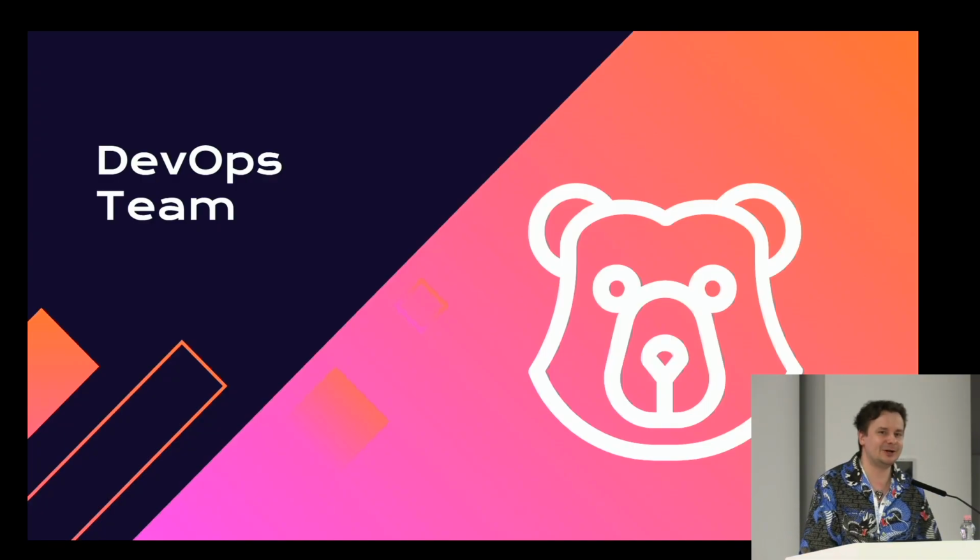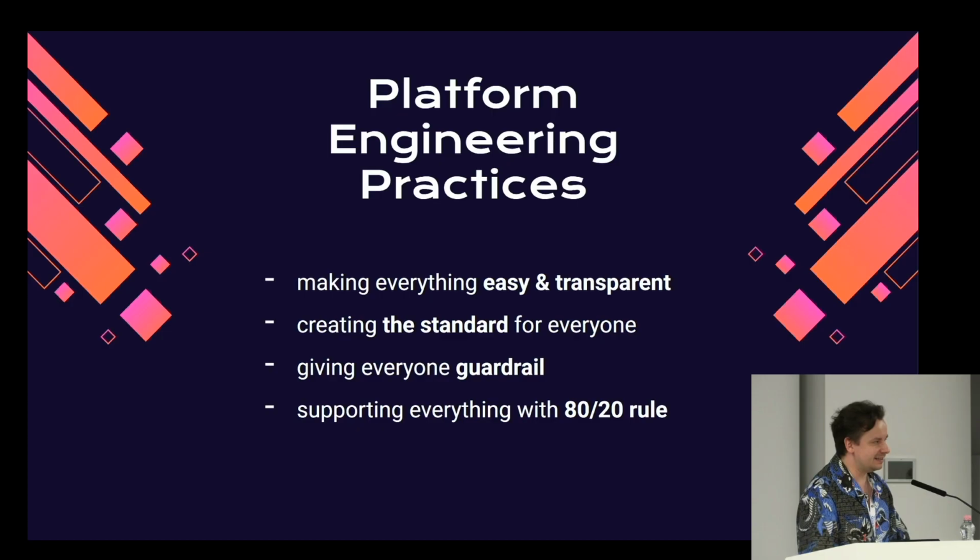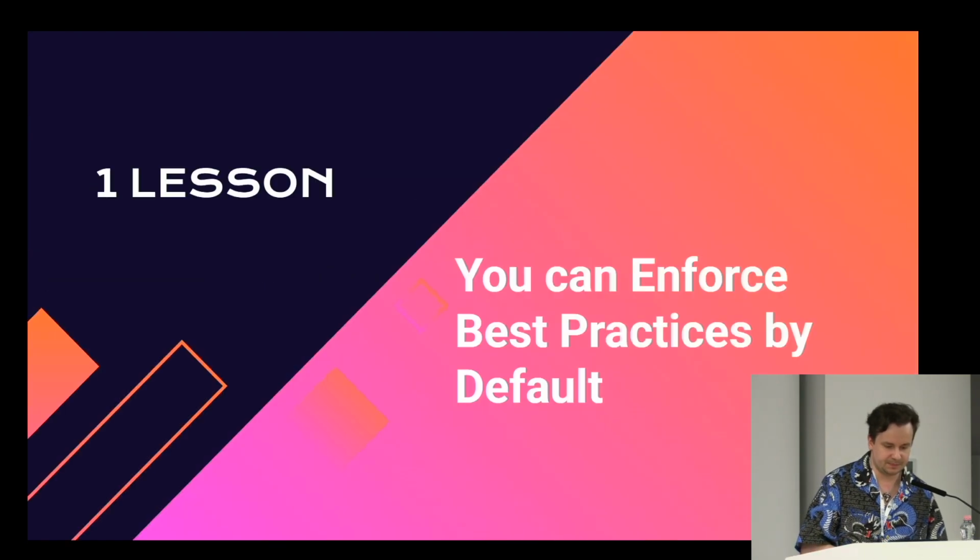So we decided to go with the Cloud Native Buildpacks. And we decided that because we wanted to go the platform engineer way. So make everything easy and transparent for everyone in the whole organization. Create the standard for everyone so they can go with the golden path, with the good guardrails, and they don't have to worry about that. And support everything with the 80-20 rule, because we want to support 80% of use cases, and we don't want to spend another 100% of effort on the additional 20% of use cases. And one lesson I want to give you is that you can indeed enforce best practices by default. Just take away the right permissions.